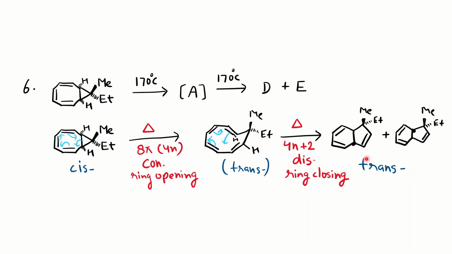Now this system is stable because it is generating one 6-membered ring and another 5-membered ring. So this is the product and our final reaction for today's discussion.